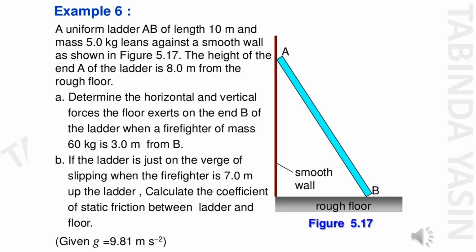There is a picture you can see. The ladder has the points A and B and it is tilted. It is leaning against the smooth wall on the rough floor. Given g is equal to 9.81 meter per second squared.